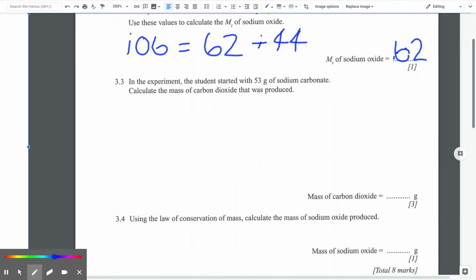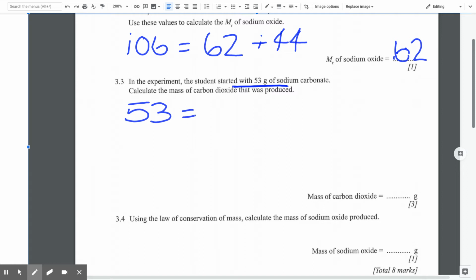Okay, so I'm going to carry on with question 3 from the conservation of mass, and this is actually going to start to look at some mathematical manipulation now. What we are told in the question is that the student has started with 53 grams of sodium carbonate, and we know that the sodium carbonate is going to produce a mass of sodium oxide and also a mass of carbon dioxide. There's two ways we can do this.